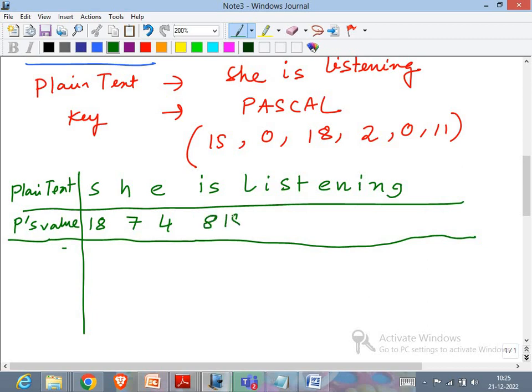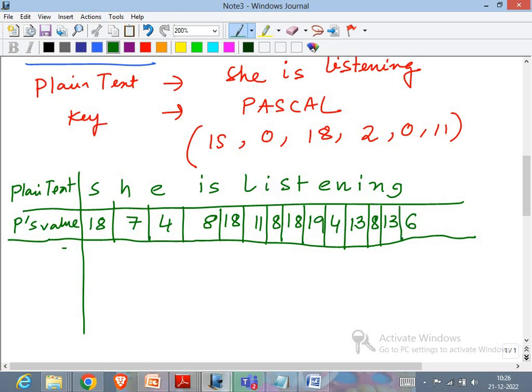Then S was 18 once again. L was 11, 8, 18, 19, 4, 13, 8, 13 and 6. So maybe I'll just put a block over here so that it becomes unique. 11, 8, 18, 19, 4, 13, 8, 13, 6.